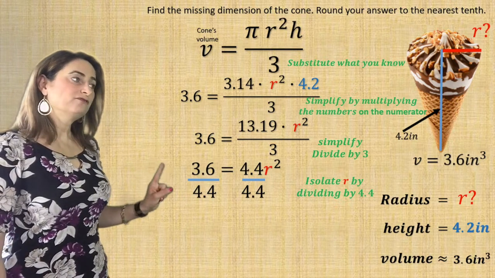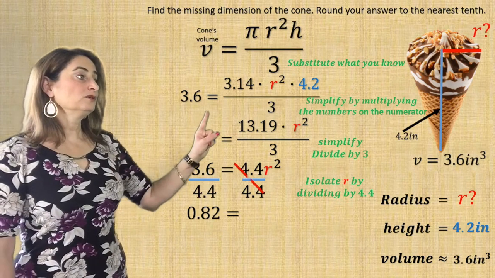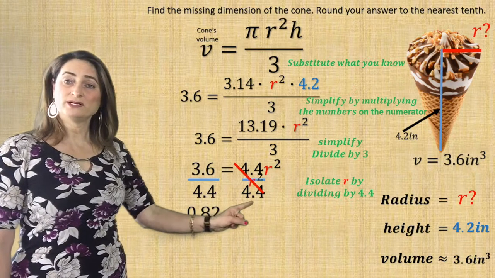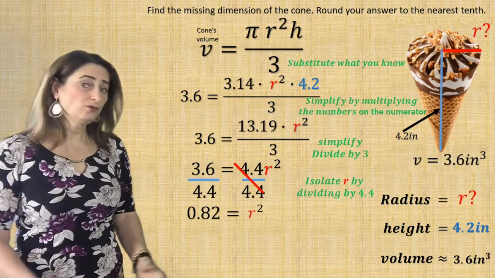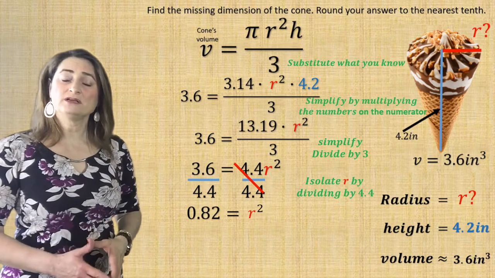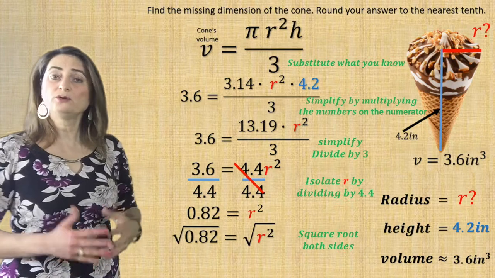3.6 divided by 4.4 is 0.82 equals 4.4 divided by 4.4 is 1. 1 times r squared is r squared. Now I don't want r squared, I want r. So how do you get rid of the exponent? Or what's the inverse of squaring a number? It's square roots. So square root both sides.